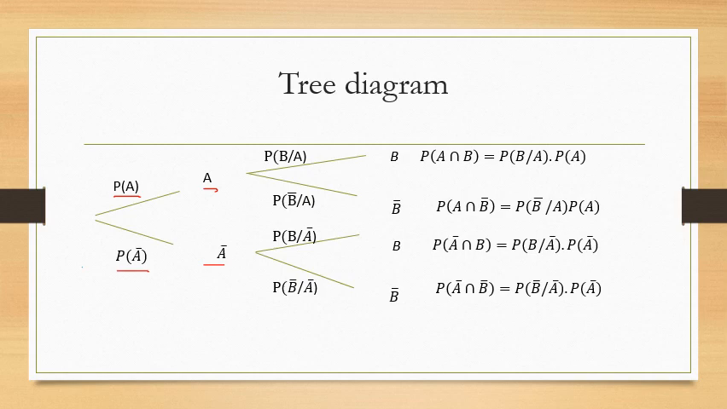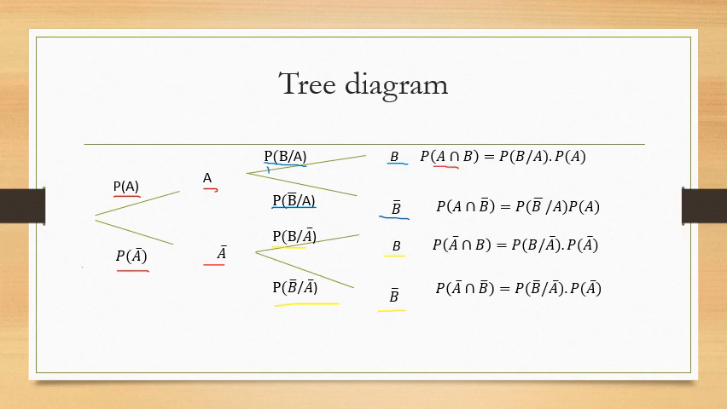Similarly, for another event, which is event B, in the reduced sample space A, we have a branch where we write the probability of B knowing that A for the event B in the reduced sample space A. Another branch, probability of B bar knowing that A for the event B bar in the reduced sample space A. We can also write the probability of B knowing that A bar for the event B in the reduced sample space A bar, and probability of B bar knowing that A bar for the event B bar in the reduced sample space A bar.